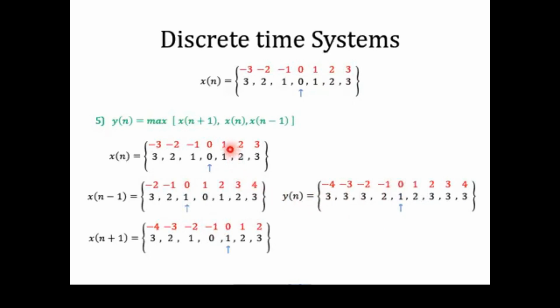Now at plus 1 index the sample value is 1 in x of n. Here the sample value is 0 at 1 index, and here the sample value is 2. So when we compare 2 with 0 and 1, the maximum value will be equal to 2. So at plus 1 index the answer will be equal to 2. Similarly, at minus 2 index, here the sample value is 2, here the sample value is 3, and here the sample value is 1. So when we compare 1 with 3 and 2, the maximum value will be equal to 3. So at minus 2 index, the answer will be equal to 3.